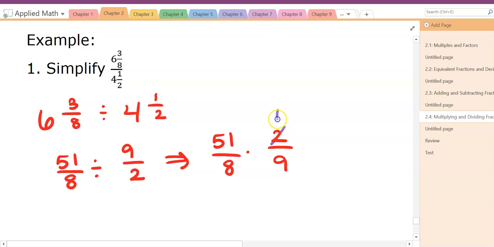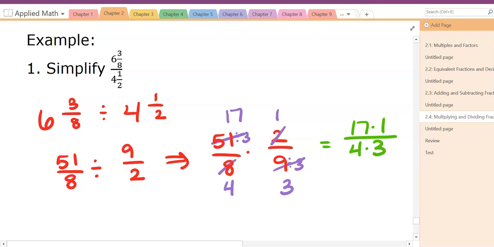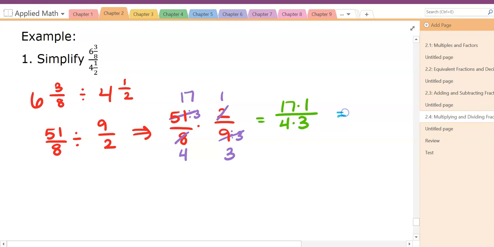So 2 becomes 1, 8 becomes 4. We can take a 3 out of both 9 and 51. We can't do 9, but we can divide both of these by 3. And so this is going to become 3. This is going to become 17. And that's about as far as we can take that. So now we just multiply. So we have 17 times 1 over 4 times 3. So what would that equal? And I'm going to leave it there as improper.